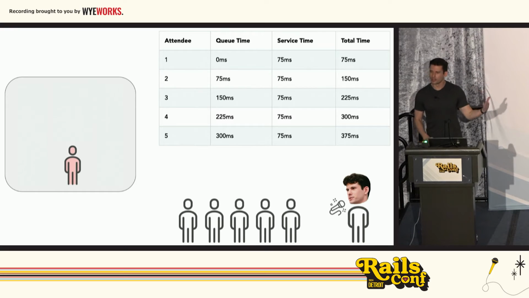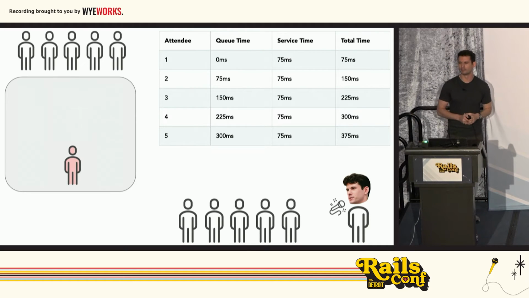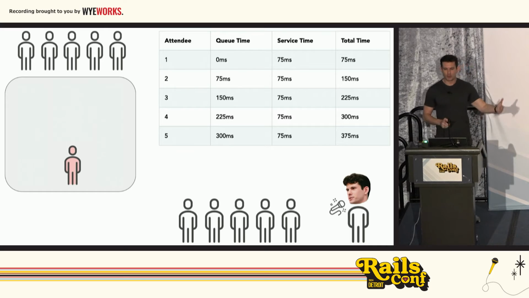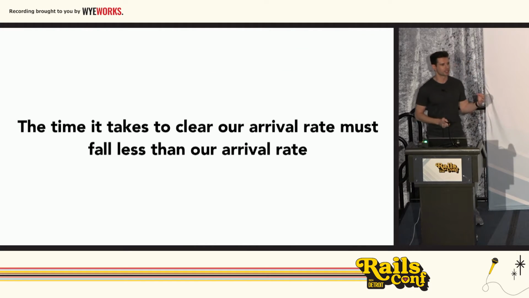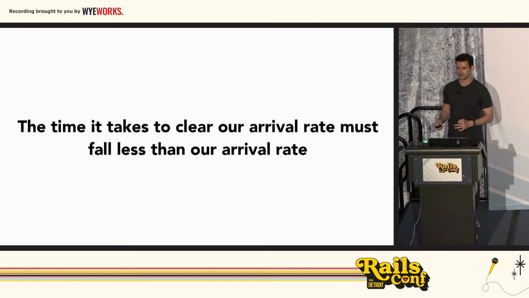And as we're carrying along here, working to get our attendees into the conference, at each second, another 5 attendees show up. And now they need to be handled just the same. And so to make sure that we're able to keep up with our arrival rate of attendees, so that our queue doesn't grow to an unmanageable state, we need to ensure that the time it takes to clear our arrival rate falls less than our arrival rate.